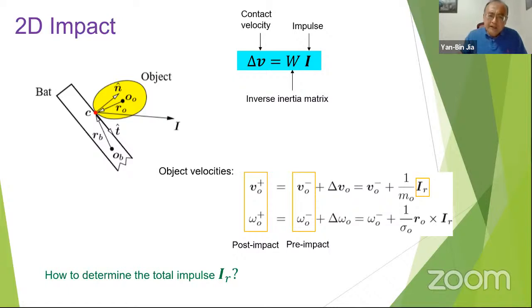So if we get the impulse in the end, but the impact happens within a split second, usually 1/10 of a second, then you will be able to plug into Newton's equation and Euler's equation to get the post-impact velocity and angular velocity of the object, which in our case is subject to the constraint of taking the object to the target. So the central question is how to determine the total impulse.